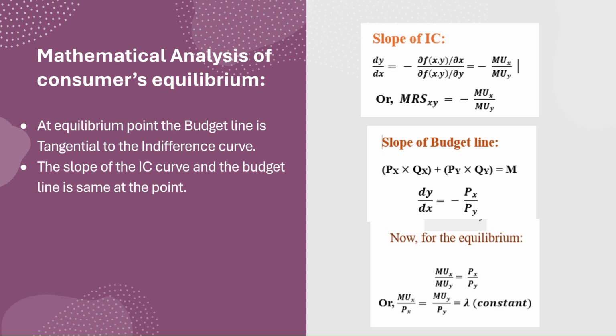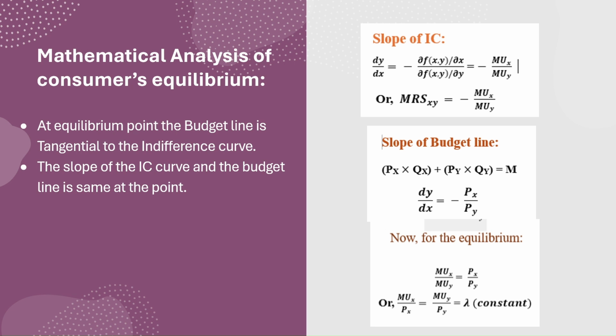The slope of the indifference curve is the MRS of x and y, as we have known from the marginal rate of substitution. The MRS of x and y is equal to minus MUx divided by MUy. The slope of the budget line equals minus Px divided by Py. Why is there a minus? Because the graph is going down, obviously.